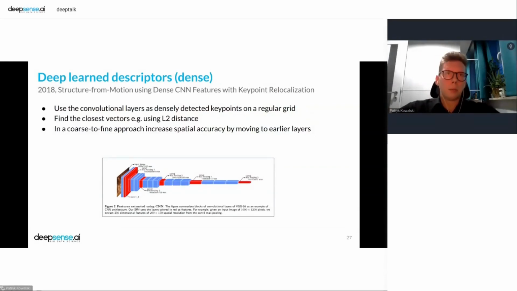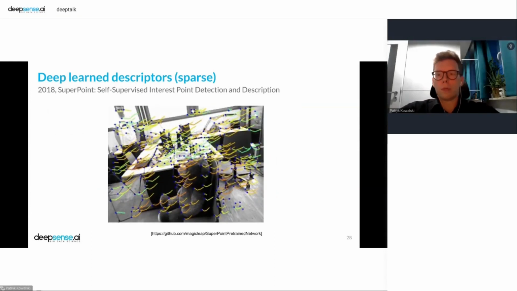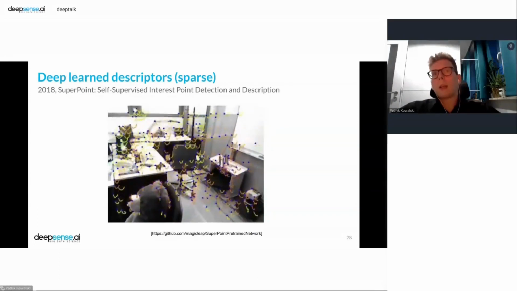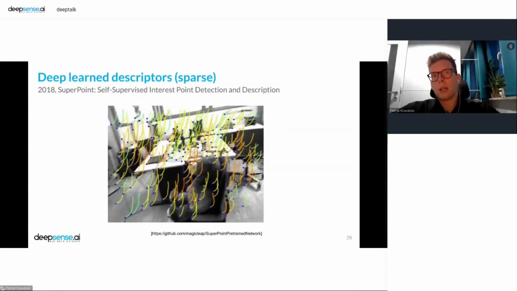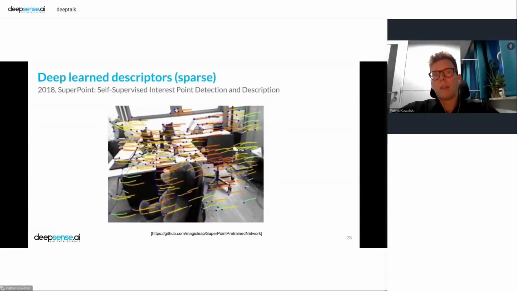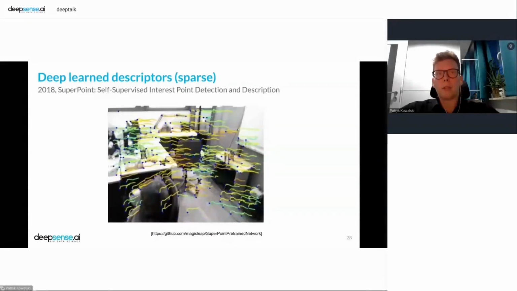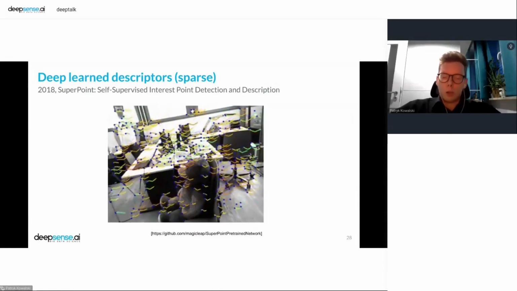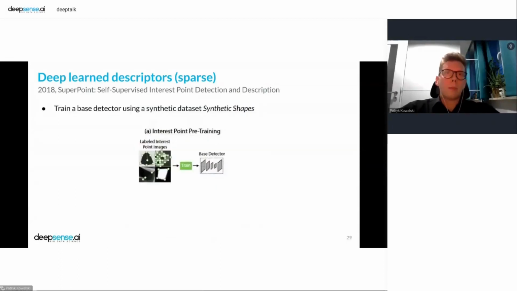But that is a dense representation, and we actually prefer a sparse representation. So there is the SuperPoint network. That's from their website, and here they showcase on a video that they are able to find stable key points and track them throughout the movement. And SuperPoint is a pretty important paper. It introduced two novel ideas.